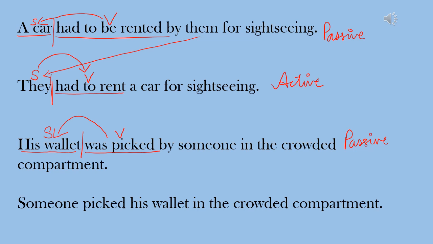Now we want to change it into active voice. So for that we have to change the subject. Someone picked his wallet in the crowded compartment. Here immediately someone is the subject. It becomes the subject. Picked his wallet in the crowded compartment becomes the predicate. The action is picking the wallet. So picked is the verb and this someone is performing this action. This someone is the doer of the action. Hence the sentence is in the active voice.